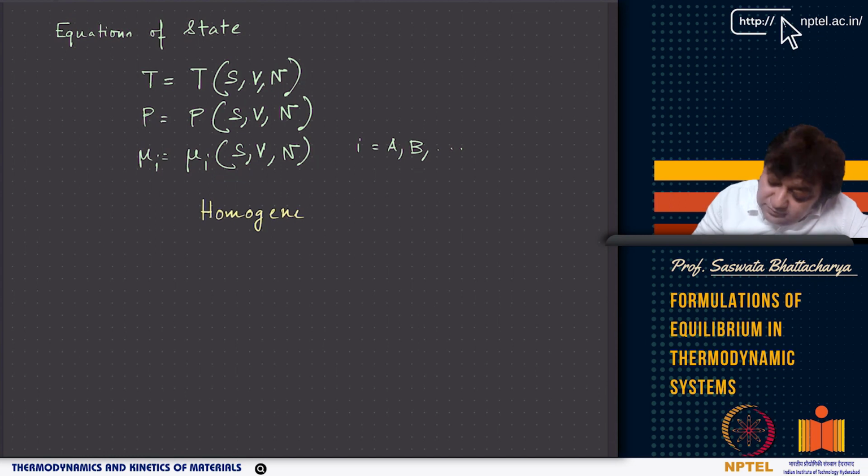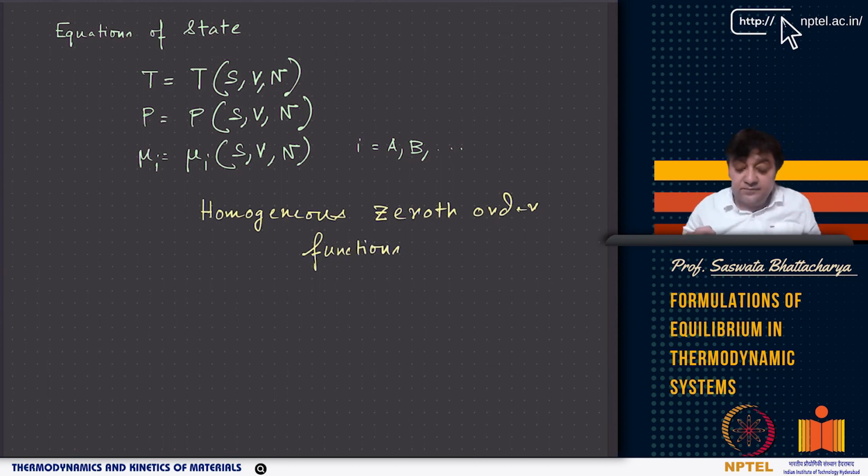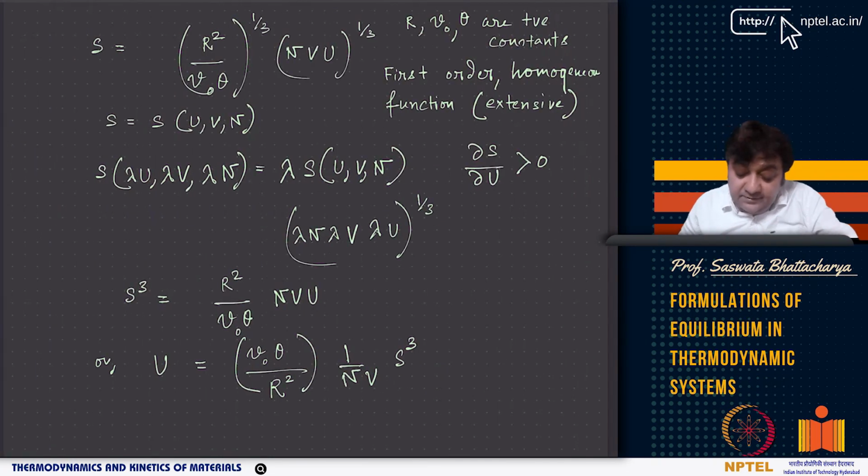T, P and mu are homogeneous zeroth order functions, this I have explained before. So if they are all homogeneous zeroth order functions, that means T, P and mu. Now, if it is a homogeneous zeroth order function, what does it mean? These are intensive variables. These variables do not depend on the extent, although S, V, N are all extensive variables, right? So this is how we can think of this.